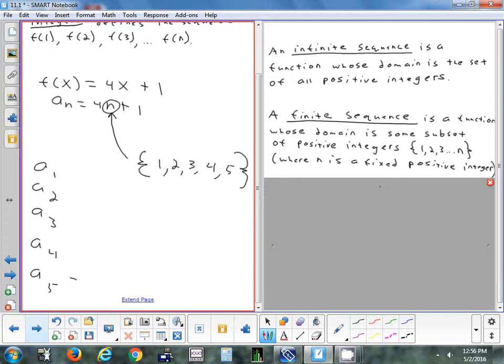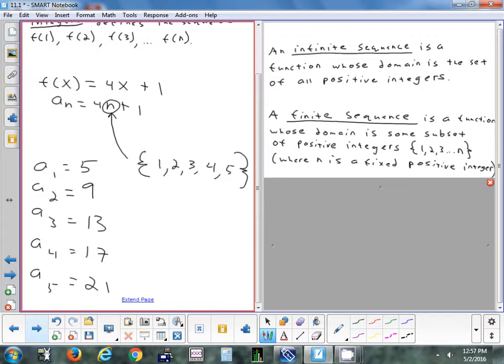What is the first term here? 5. Yep, 4 times 1 is 4, plus 1 is 5. Second term? Third term? Fourth term? And fifth term? 21. And that's the entire sequence. That's a finite sequence. Any questions on the difference between a finite sequence and an infinite sequence?